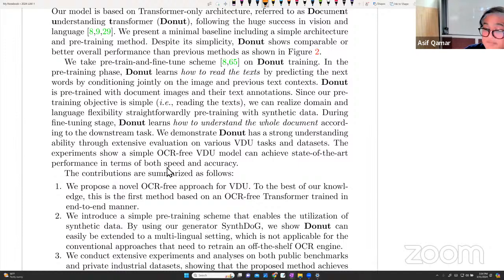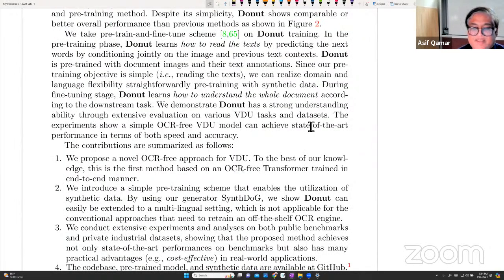What does that mean? Well, it's a little technical. See, guys, all they're trying to say is that Donut learns to read the text by what? You give it an image. So image embedding was coming. And jointly, what else was coming to you? Text. The text was there, right? You're conditioning jointly on the image and the previous text context. Donut is pre-trained with document images and their text annotation, because somebody has given the text, right? The answers, the labeled text. Text annotation is the text.